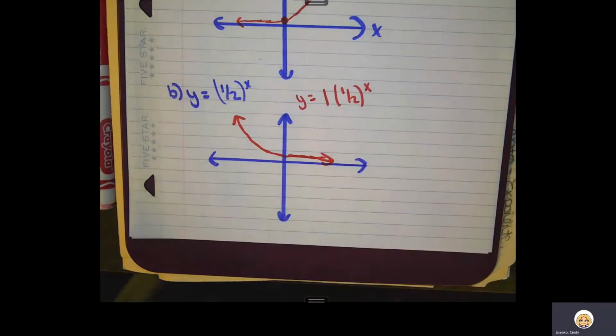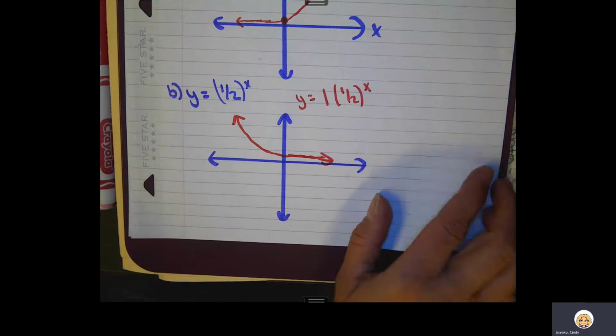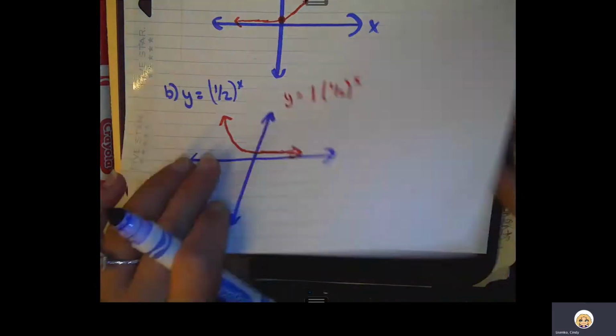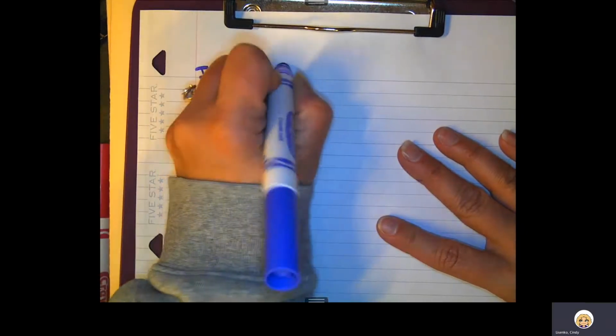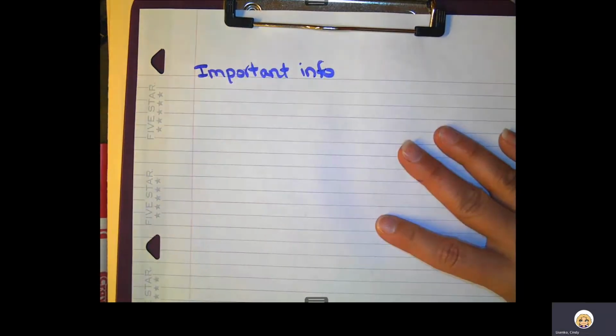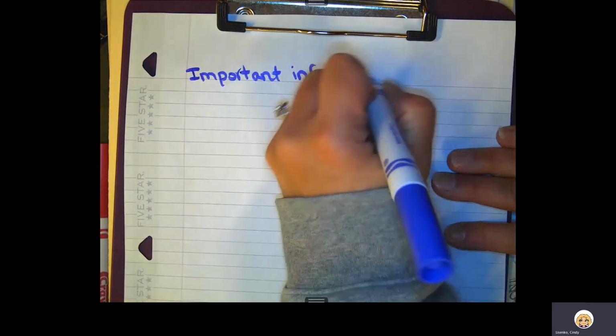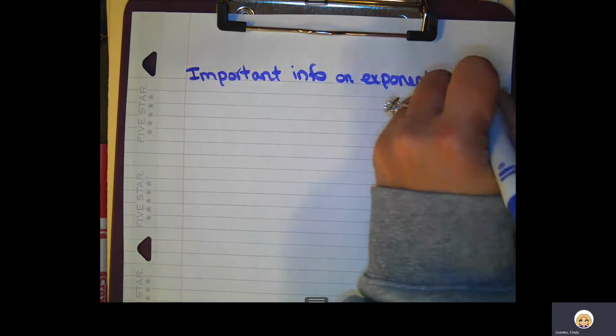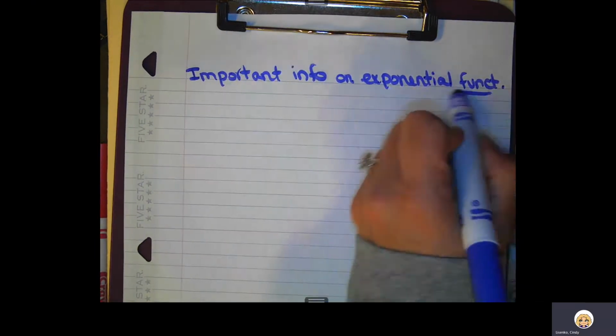So what we're going to do is summarize now what we just saw, and then we're going to graph our functions. If you're using line paper like I am, we're just making sketches, but we're going to make it as accurate as possible. So I'm going to switch to the next page, and we're going to write some important information. So I'm going to write important info on exponential functions. Important info on exponential functions. I abbreviated that.